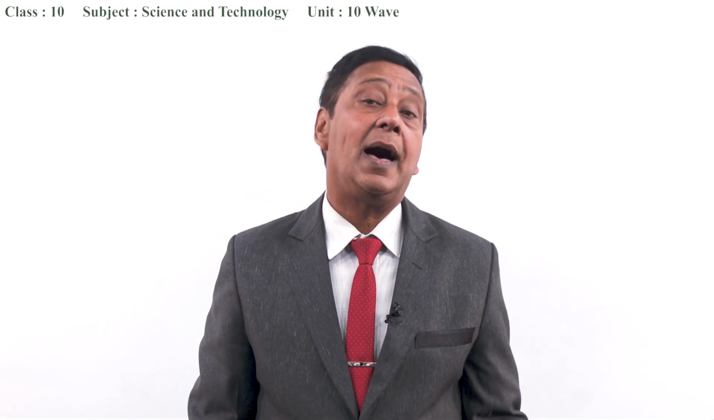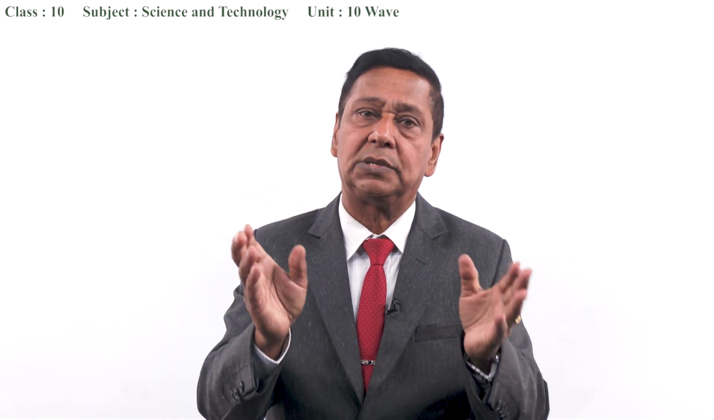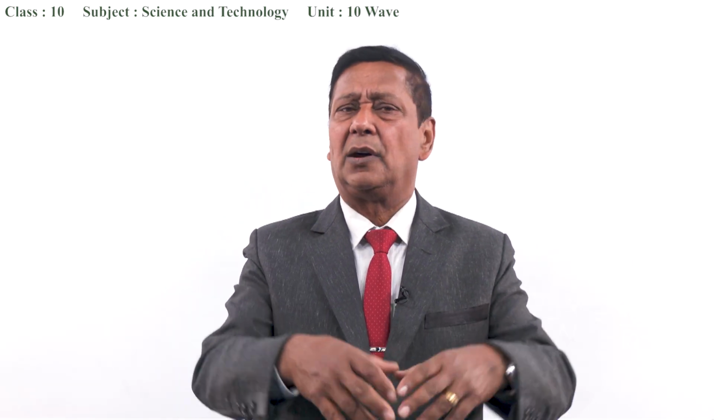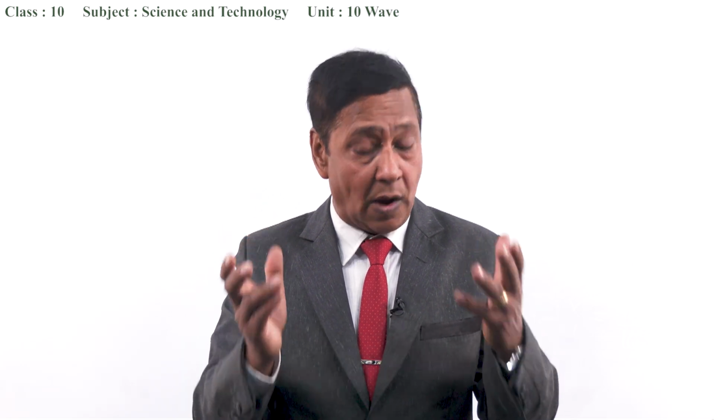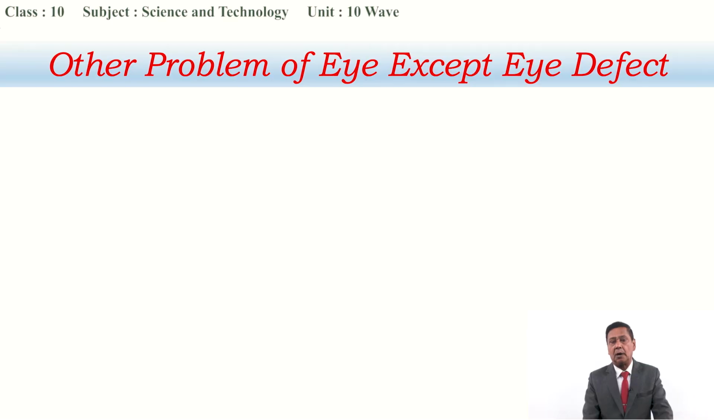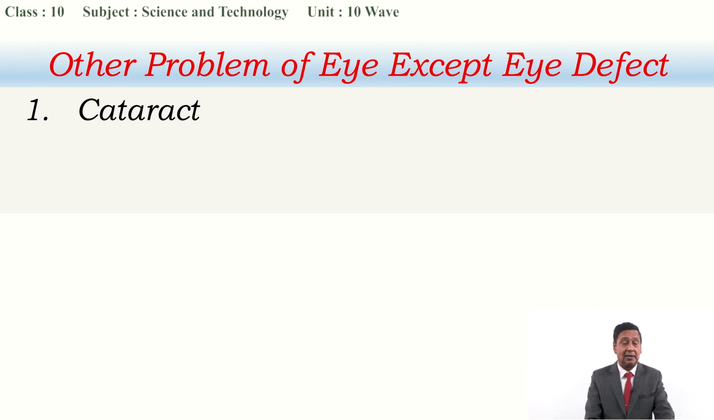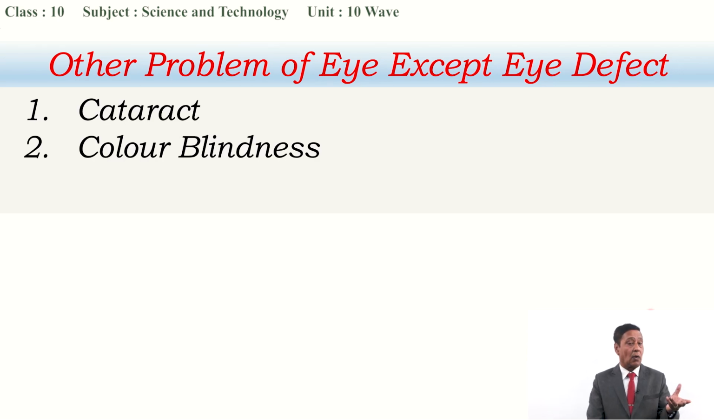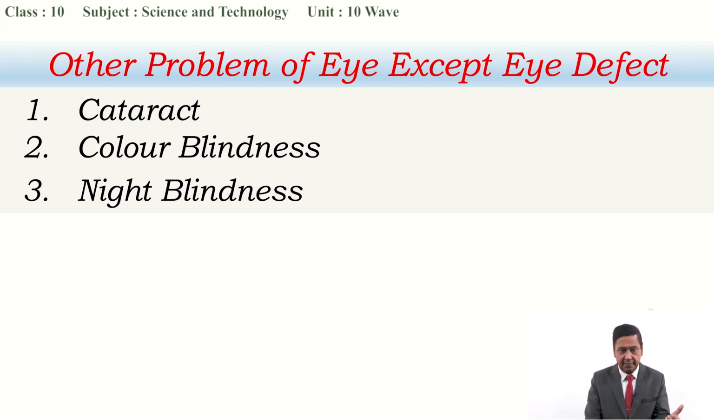Okay, now it's time to talk about the other problems. We have other problems besides myopia and hypermetropia. There are other problems also related to the eye. What are these? Other problems of the eye except eye defects, except myopia and hypermetropia. What are they? Cataract. In Nepali, it is called moti bindu. Second, color blindness. And third, night blindness. This is called ratando in Nepali, isn't it? These are the other problems.